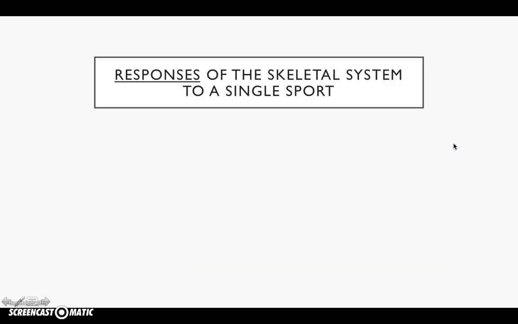So, responses of the skeletal system to a single sport. As you're aware, when we start to exercise, our heart rate increases, so does our breathing rate as well. These are really apparent, they're obvious because we can feel them, we can hear them, we can see them on other people. When it comes to the skeletal system, it's not so obvious. But when we talk about responses, what do we go through as soon as we start to run around, as soon as we start to kick a football, throw a netball? We get some responses of the skeletal system, and this is what we're going to be covering right now.